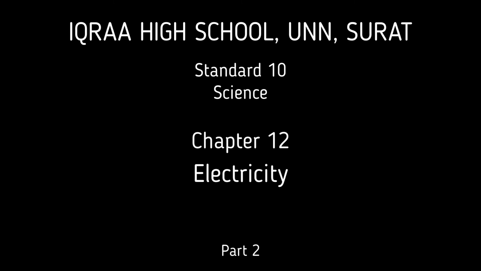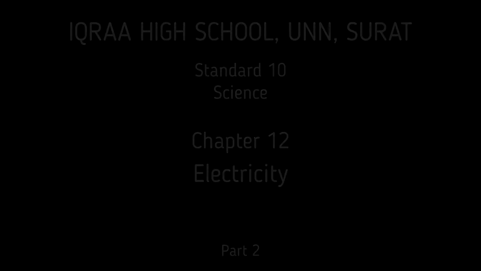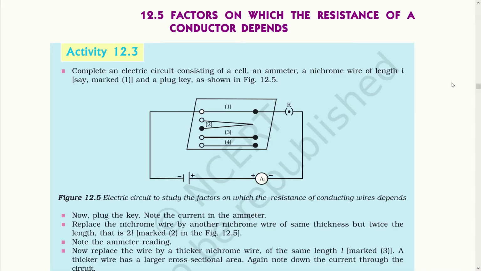Today we'll be concluding the second part of chapter 12 from the standard 10 NCERT syllabus. Today's topic will be the factors on which the resistance of a conductor depends. Let's continue reading our chapter. In this Activity 12.3, you will find that there are four conditions applied to test the resistance of a conductor.